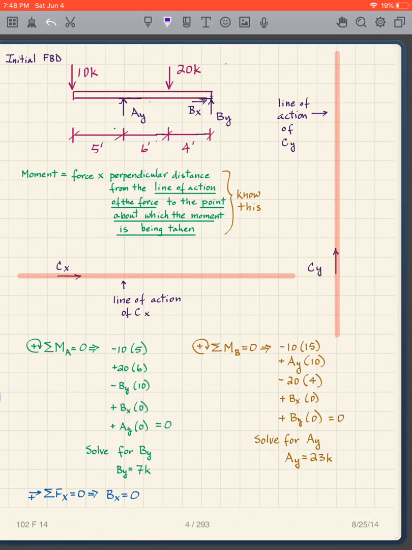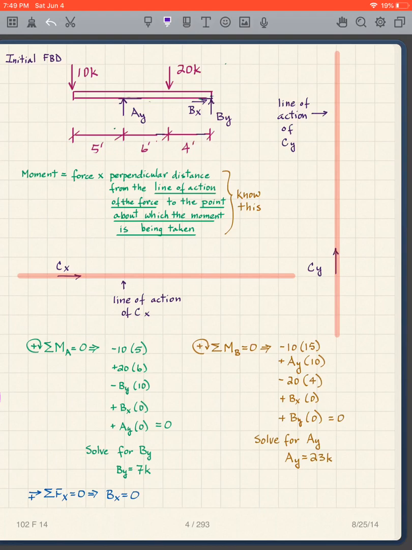Okay, so I get By equals 7 kips. Now, what I want you to do is use the moment equation again. I know that you may have been taught in other classes that now you're going to use the force equation, but no, I don't want you to do that. I want you to use the moment equation twice, so I require that. If you don't do this on the exams, I take points off. So you need to do the moment equation twice. Now why? I'll show you later.